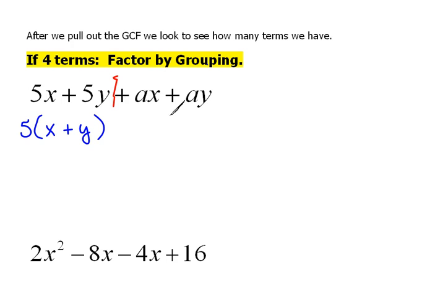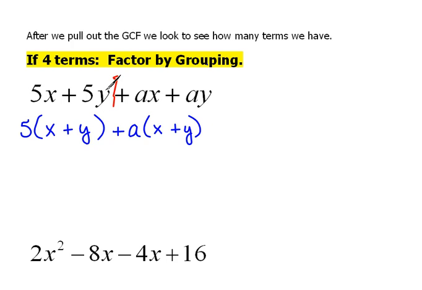Now we look at the second 2 terms, and we decide what they have in common. In this case, that would be an a. So if I pull an a out of here, then a times what gives me ax? That would be x. And a times what gives me ay? That would be a positive y. Now this has to be a positive a because positive a times x is positive ax, and positive a times positive y is positive ay.